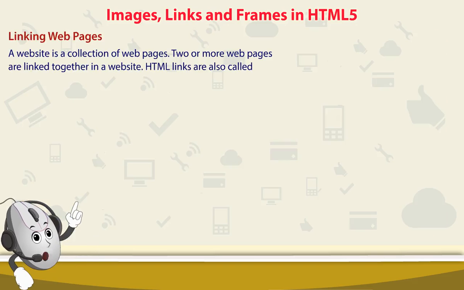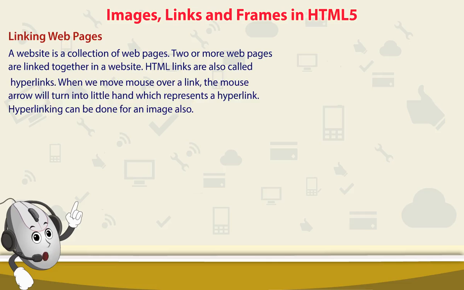Linking web pages. A website is a collection of web pages. Two or more web pages are linked together in a website. HTML links are also called hyperlinks. When we move the mouse over a link, the mouse arrow will turn into a little hand which represents a hyperlink. Hyperlinking can be done for an image also.